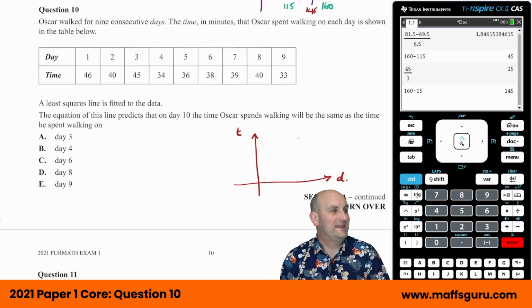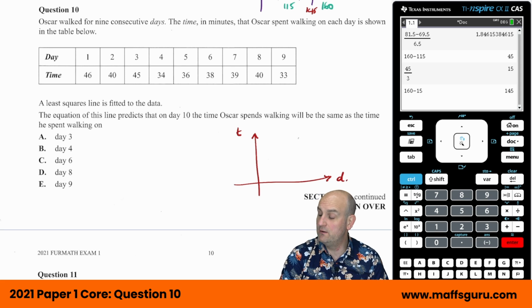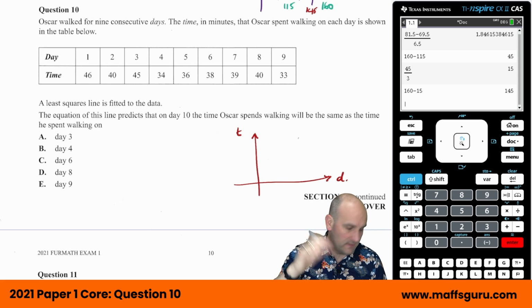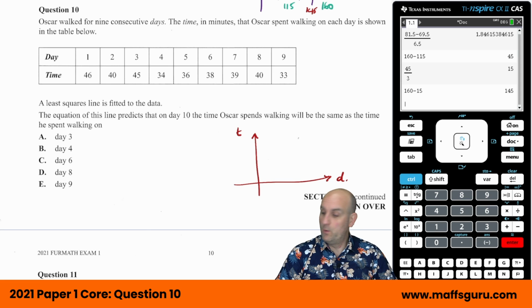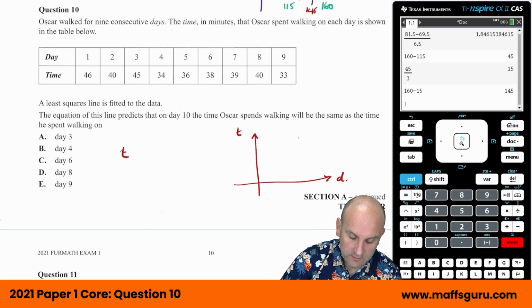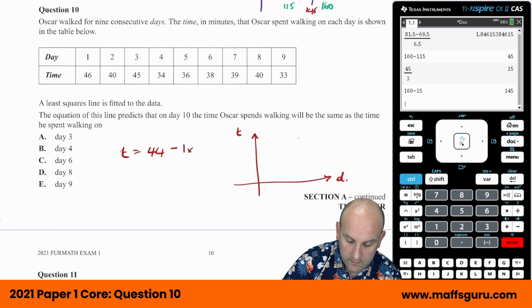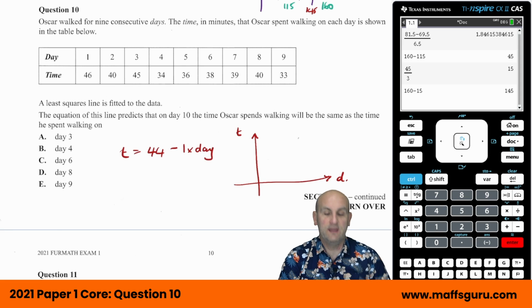So knowing that, and again, I'm not going to put this on my CAS calculator because it's just going to blow out the length of this video. Hopefully you know how to do a regression analysis. If not, tell me and I'll do what I can to provide an additional solution. But when I put this into my calculator, I got T was equal to 44 minus 1 times the day number.